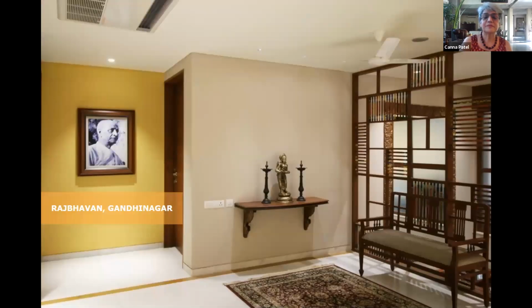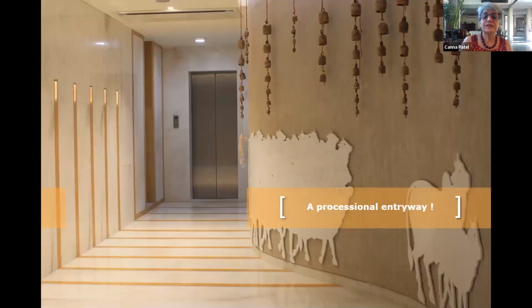We have Rajbhavans in every state in our country. This was the one in Gujarat, in Gandhinagar. And we decided to celebrate the industry, the Amul industry. And then on the top, we have the cowbells, which is a craft from Kutch. And when you pull the string, all the bells will chime and the main VIP would walk in from the elevator door there.